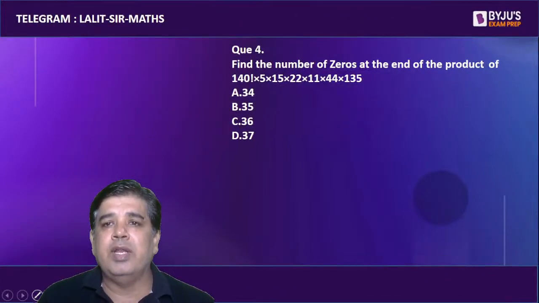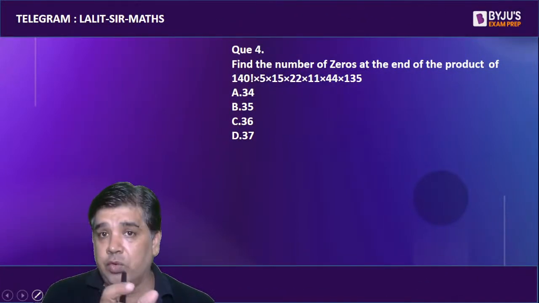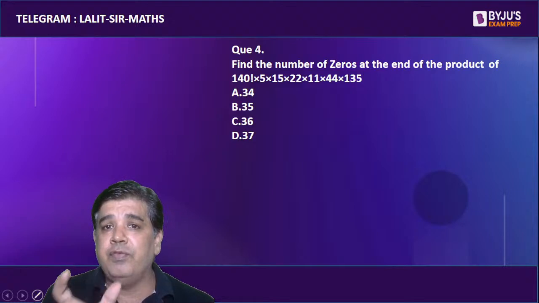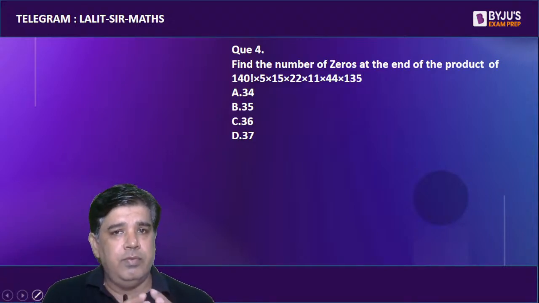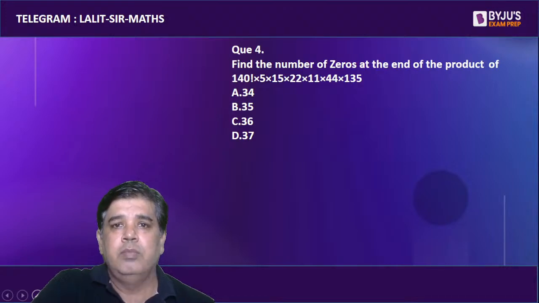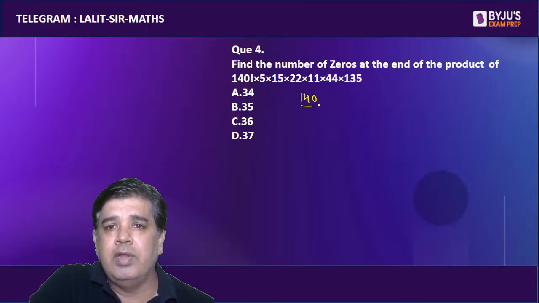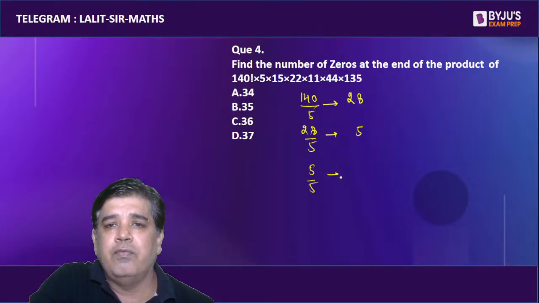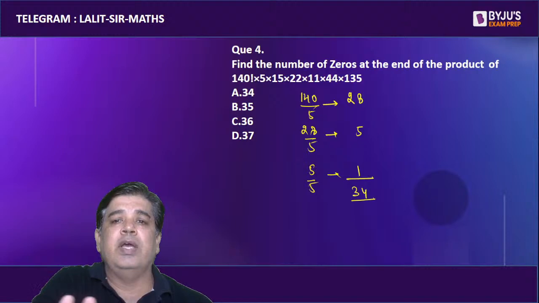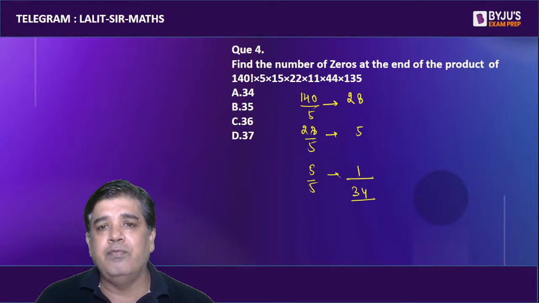Find the number of zeros at the end of all this product. So we have a factorial again, but with the factorial we have some numbers also. So we will be finding the number of 5s in both. In 140 we will divide 140 by 5: 5 times 28 is 140, so 28. Then 5 into 5, 25, giving 5. Then 5 divided by 5, 1. So a total of 34 fives will be here, right, in 140 factorial.